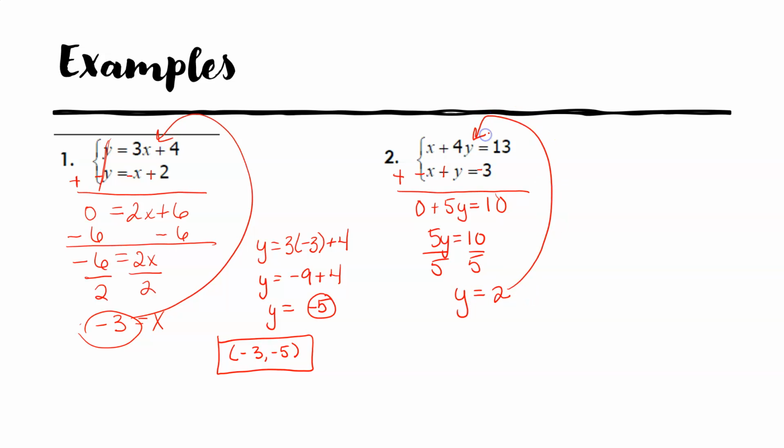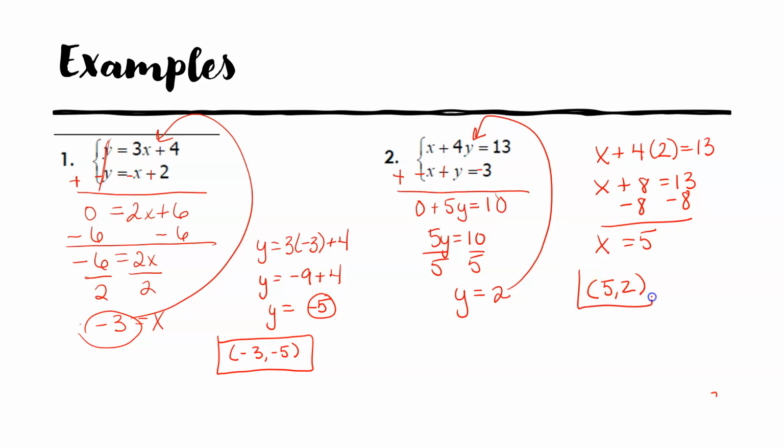Now we're going to plug it in. I'm going to go on the top one where I didn't change the signs because you want to plug into the original. X plus 4 times 2. If you solved for y first, make sure you plug it in for the y value. So I have x plus 8 equals 13. And when I subtract 8 from both sides, I have x equals 5. So my solution is 5, 2. Remember to write down your solution.